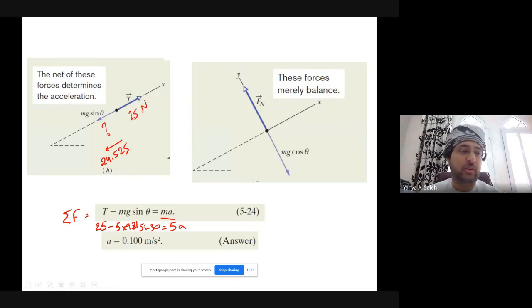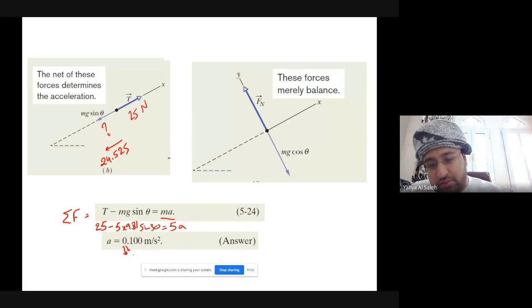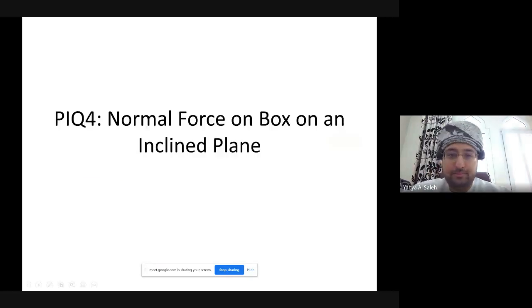Yes, 0.095. 0.1 is rounded to 1 significant figure. So to be very specific, this is 0.095 meters per second squared.